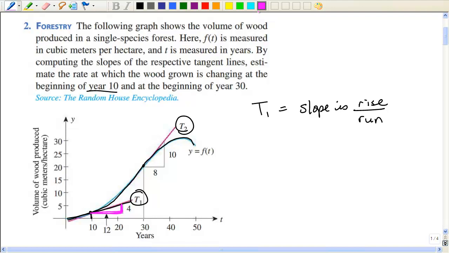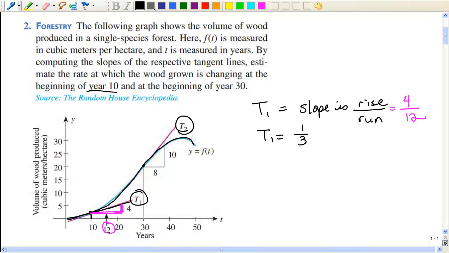So the run is from 10, well, a little bit past 20. They tell us it's 12. So the run is 12. And the rise is 4. So the slope of this first tangent line is just 1 over 3.